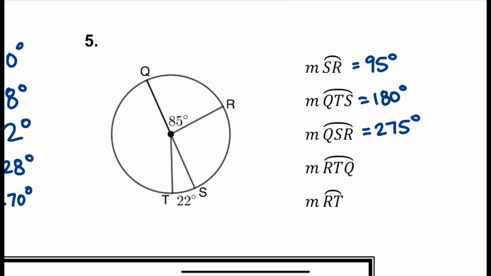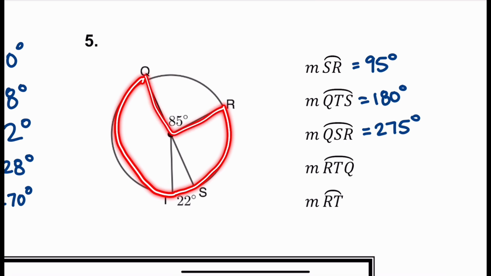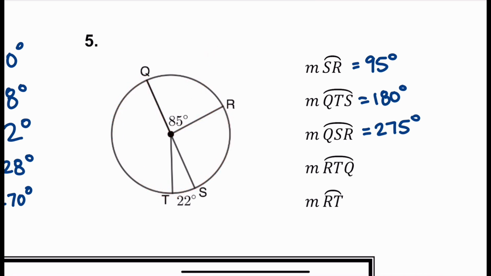RTQ. We start with R, T, Q. I have all of the circle except the 85 degrees. Now notice RSQ is exactly the same thing as RTQ. So I really don't have any math to do except to write 275 again.